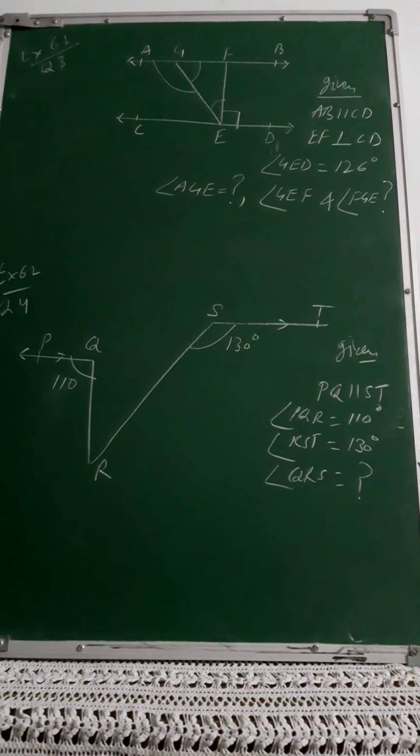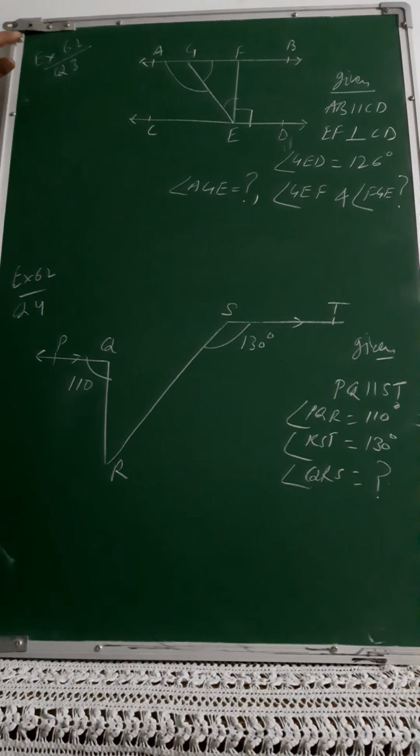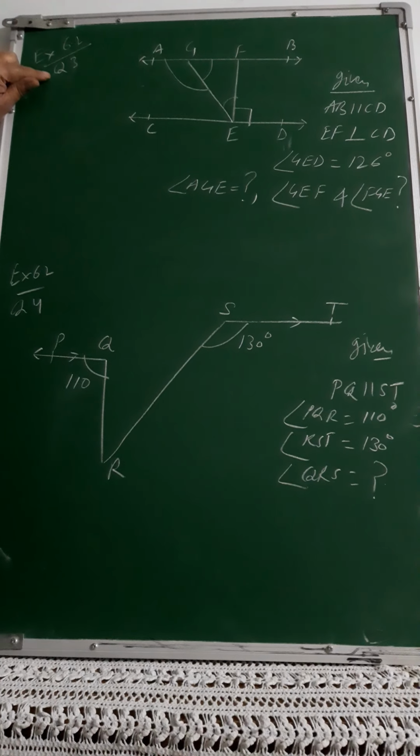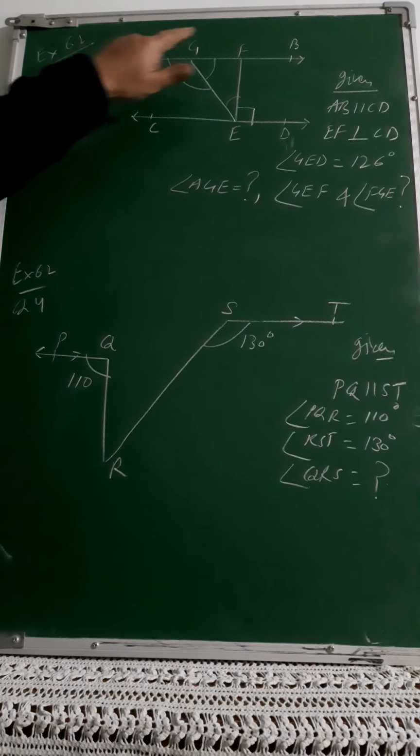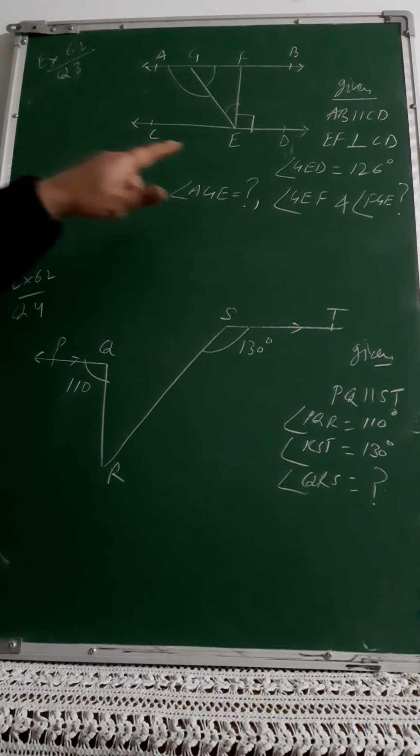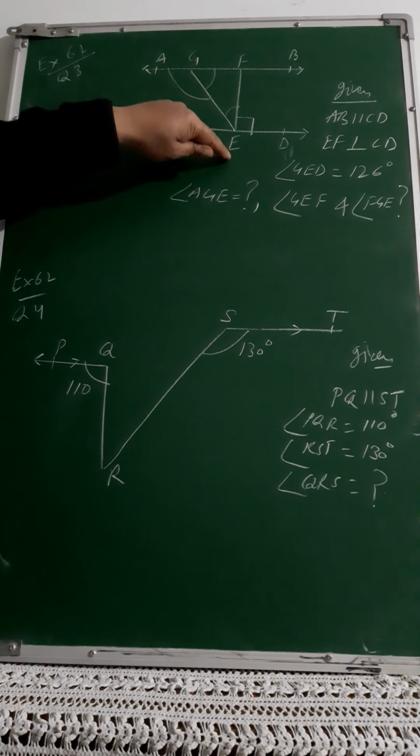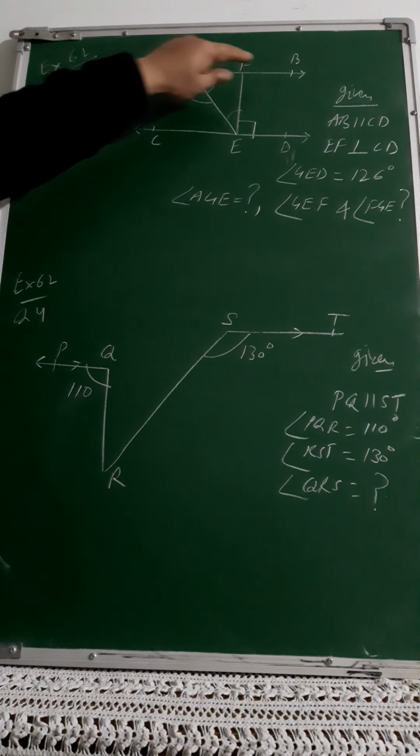Hi students, today I am sharing with you the solution of question number 3 of exercise 6.2. The figure is given in which AB is parallel to CD and EF is perpendicular to CD.